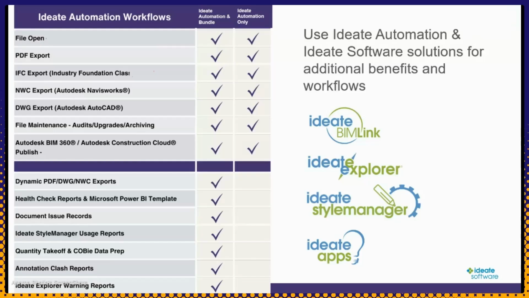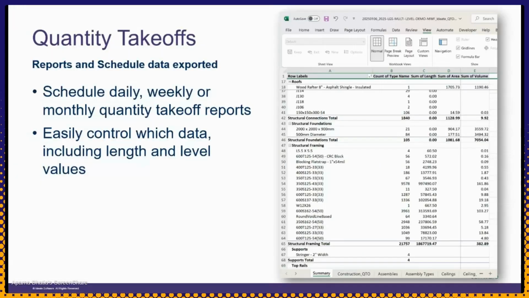And you might notice that the data that's within the export goes beyond what Revit itself includes, such as the length for all multi-category elements or even design options. And exposing that kind of important data, can you go to the next slide, Aparna? Thanks. Exposing that important data in your workflows is really what Ideate BIMlink and Automation are all about. Thanks. Next.